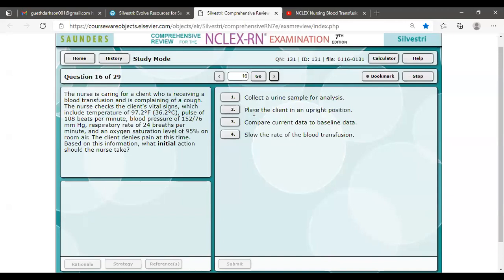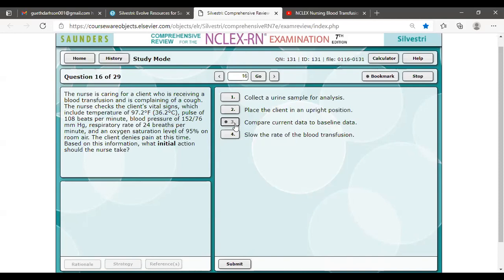Number two, place the client in an upright position. The patient does not report any shortness of breath, so I do not need to immediately change the posture. Compare the current data to the baseline data. It is definitely necessary because I have to observe, compare and contrast the data I took before. What are the data right now and even after 10 minutes?